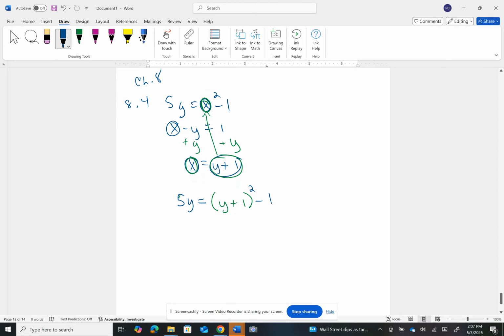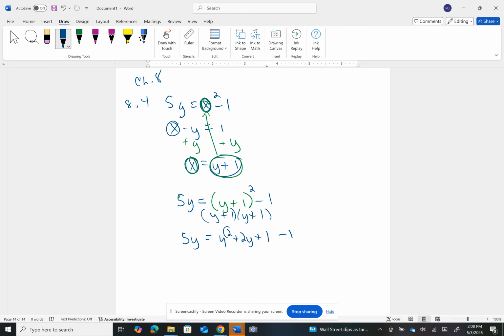All right, so that's one way to do it. You could also do the addition method if you're careful and understand how to do that. Here, what I would have to do is multiply the y plus 1 times itself, so FOIL that out. You get y squared plus 2y plus 1, and there's a minus 1 on that side already, and then on the left side we have 5y.